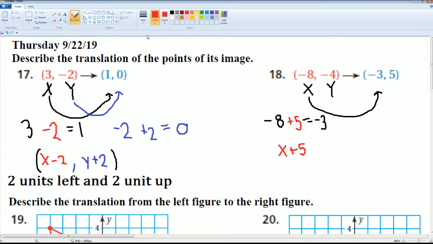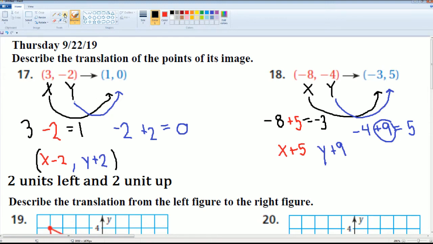Let's do the y now. It goes from -4 to 5. So it goes from -4, and that becomes 5. Be very careful with this one. What happened here? If we added 4, it becomes 0. So we add 9. Plug this in your calculator if this doesn't make sense. So we added 9. So y added 9.